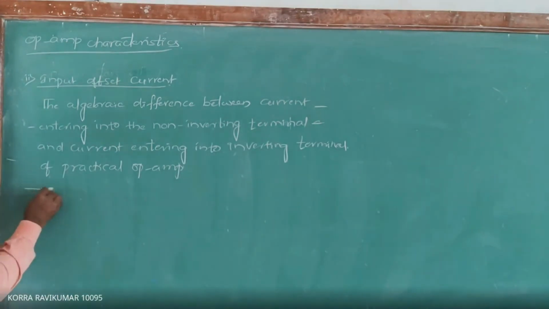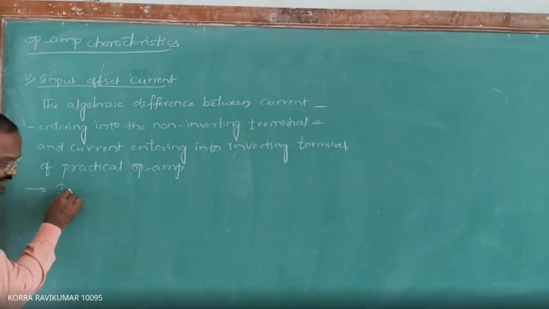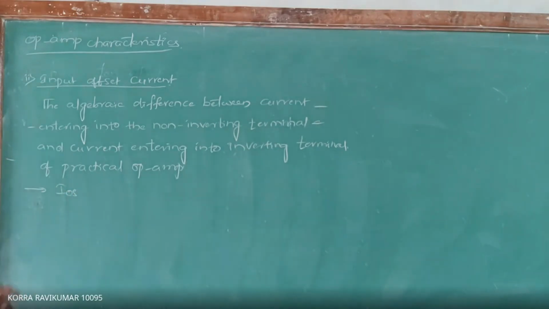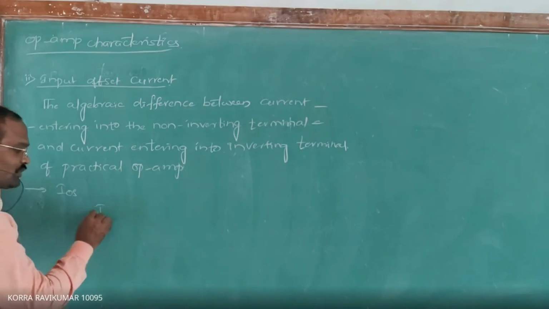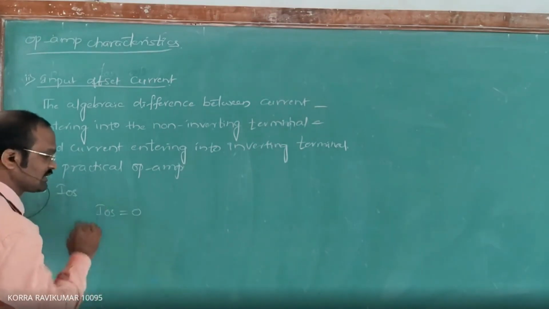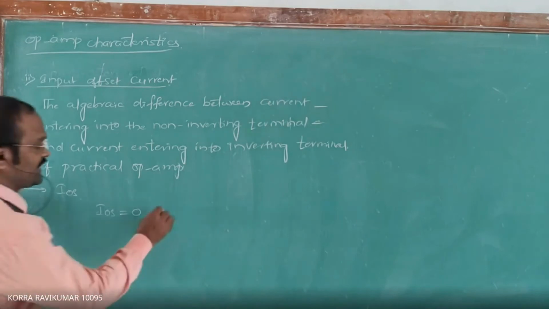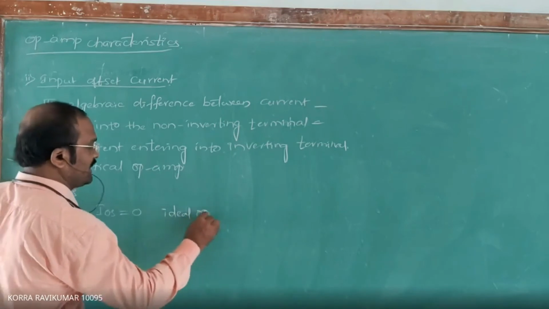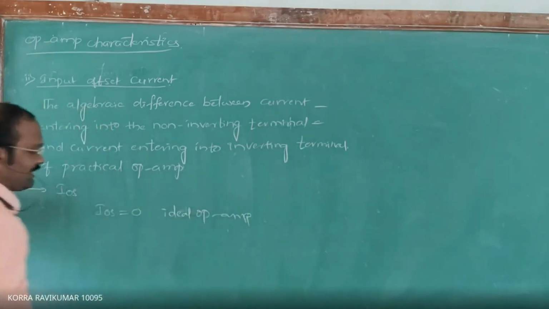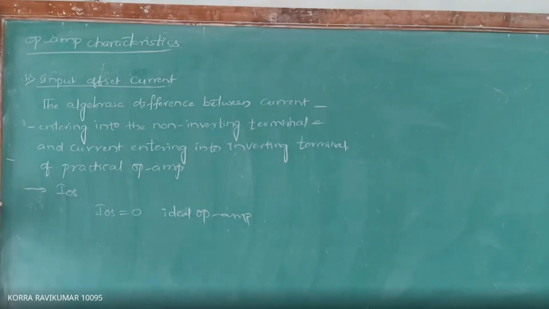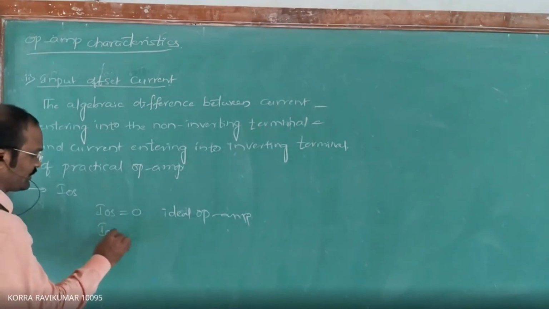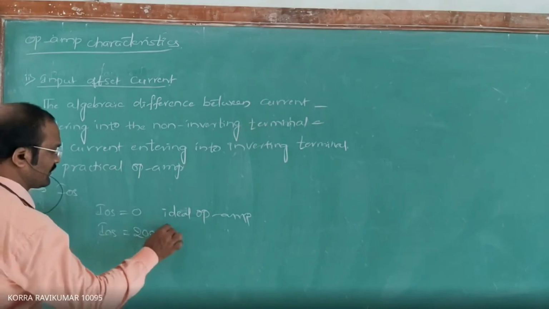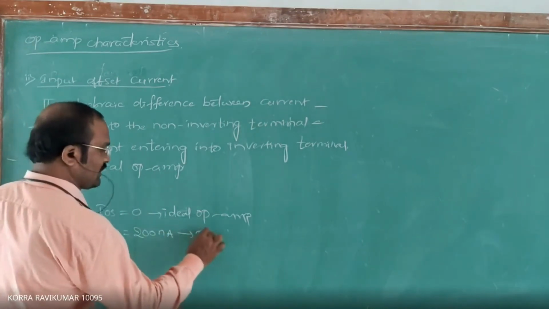The input offset current can be denoted with the letter IOS. OS means offset, I means current, IOS. The value of input offset current equals 0 for an ideal op amp. And this IOS equals 200 nanoamperes for a practical op amp.